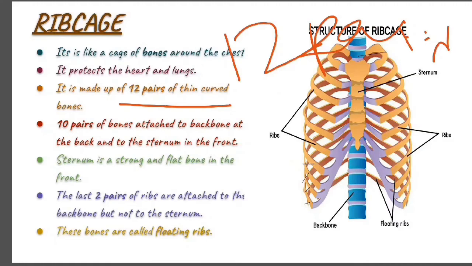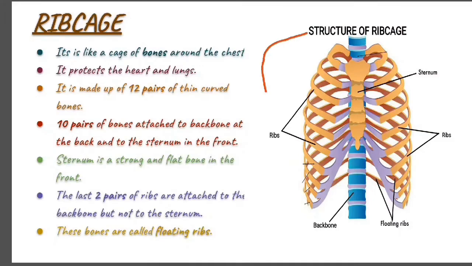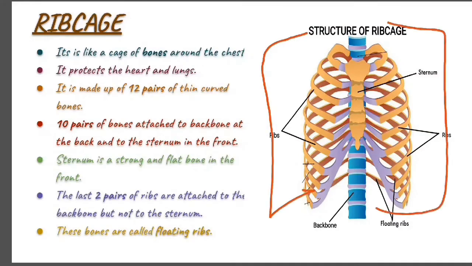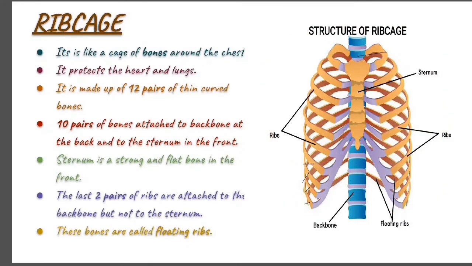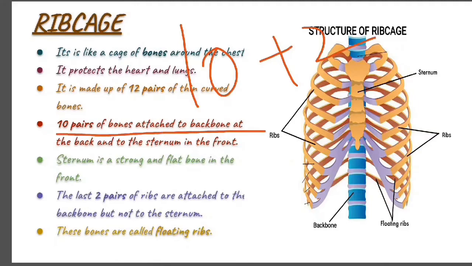Now why are we saying it's a pair? Because 12 exist on this side and 12 exist on this side. So the 12 pairs of bones are arranged in a curved manner. This is how they are arranged in a curved portion. Now there are 10 pairs plus 2 pairs. Why am I dividing it like this? Because 10 pairs of bones are attached to the backbone plus the sternum.